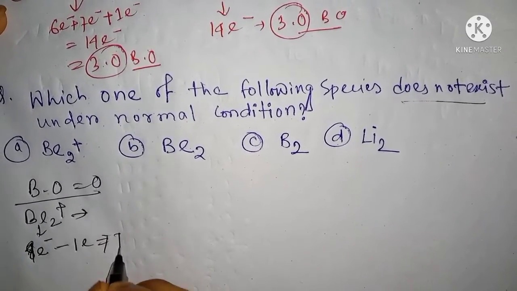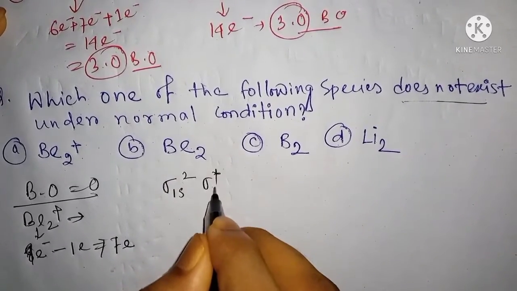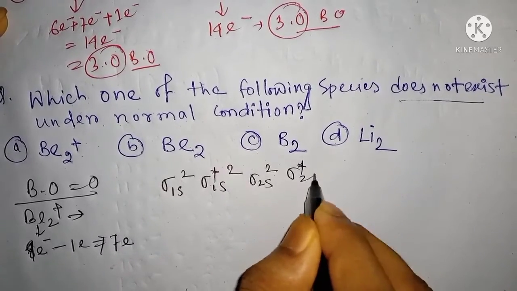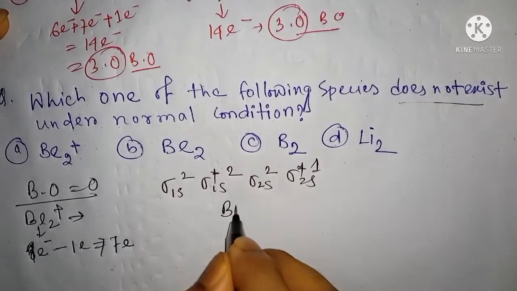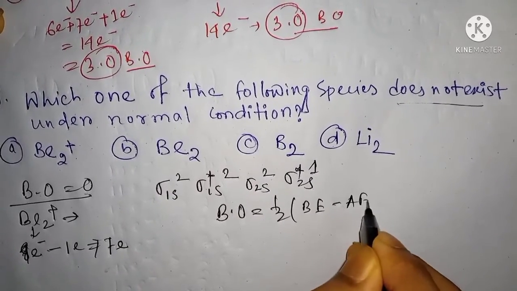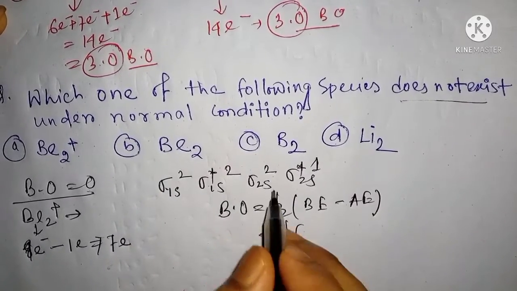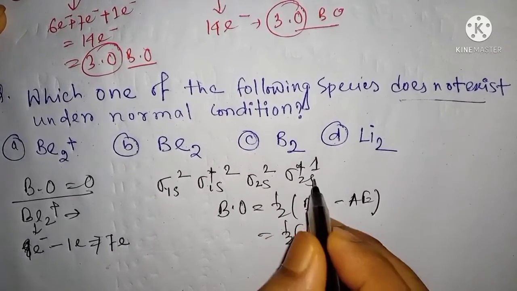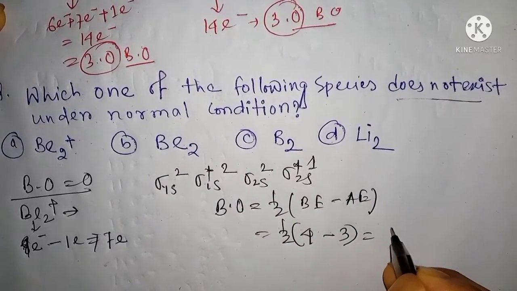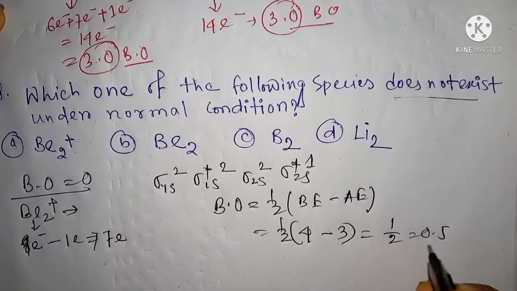So total this is 7 electrons. So 7 electrons first fill up σ1s2, σ*1s2, σ2s2, σ*2s1. So bond order equals half into (bonding electrons minus anti-bonding electrons). There are 4 bonding electrons and there are 3 anti-bonding. This star is anti-bonding, so 3 anti-bonding. So this is 1 by 2, this is 0.5 bond order.